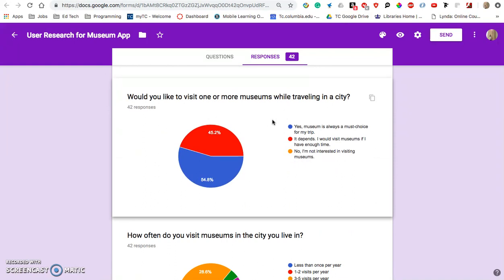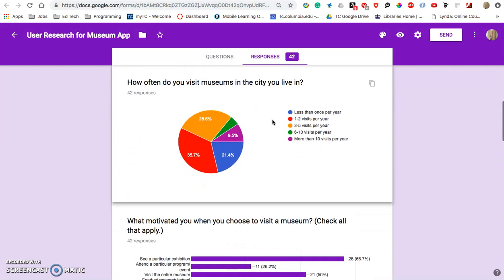The next question is, would you like to visit one or more museums while traveling in a city? By asking this question, I want to know how important visiting a museum is for my future or potential users. I'm pretty happy to see that more than half of the participants think a museum is a must choice for their trip. The other people thought they would visit museums if they have enough time. And none of my participants said, no, I'm not interested in visiting museums, which gave me a lot of confidence in my app.